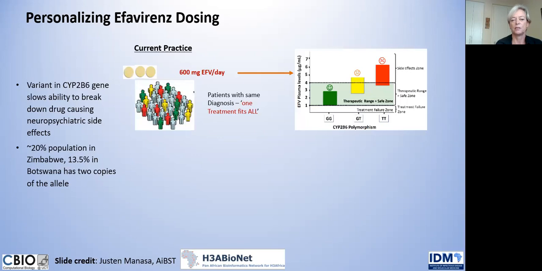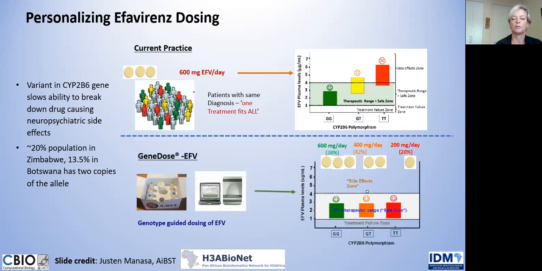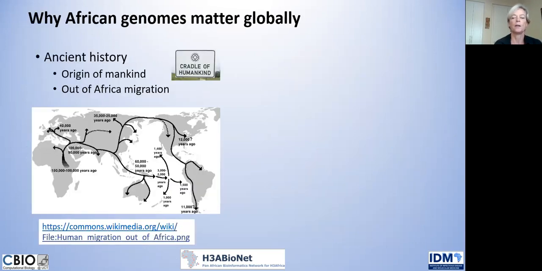So what this means is that instead of using the traditional way of just treating everybody the same way, so you have a particular dosing for everybody, and then some people have these side effects, one could then do some genotyping to see if these individuals have this variant, and then you can adjust the dose accordingly. This is moving obviously towards precision medicine. But in order to do this, you obviously need information about what populations have this variant and the effect of this variant. So that's why African genomes matter locally, but they also matter globally.